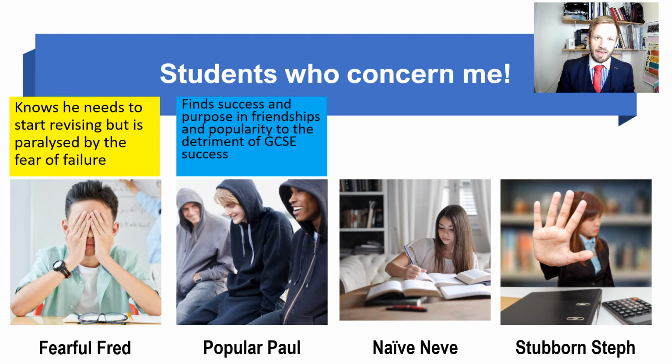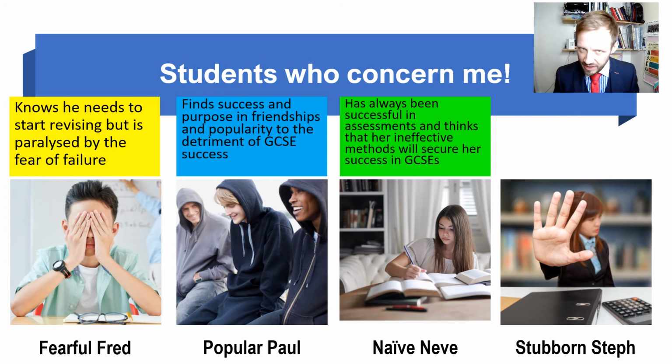Then there's Popular Paul. Popular Paul finds his success and his worth, he sees huge value in friendships and popularity. And it's to the detriment of his GCSEs. He sees his friendships and his popularity as way more important to him than his GCSEs. And the outcome of that will be that he doesn't put the revision in and he ends up underachieving.